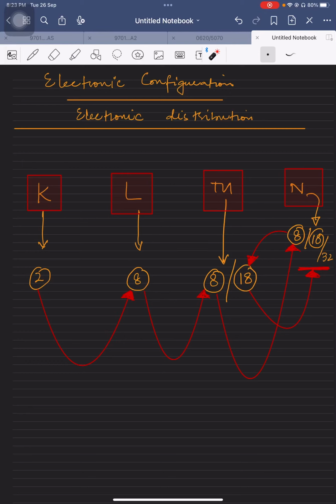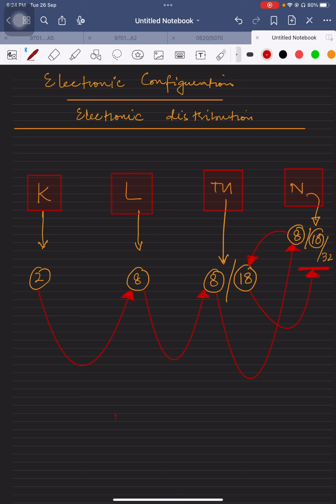Hey guys, I'm back here with electronic configuration and electronic distribution concept. In the last video, I just started this concept of electronic configuration and electronic distribution. Now, point number one is this: what is electronic distribution or electronic configuration? Okay, let's see here first.